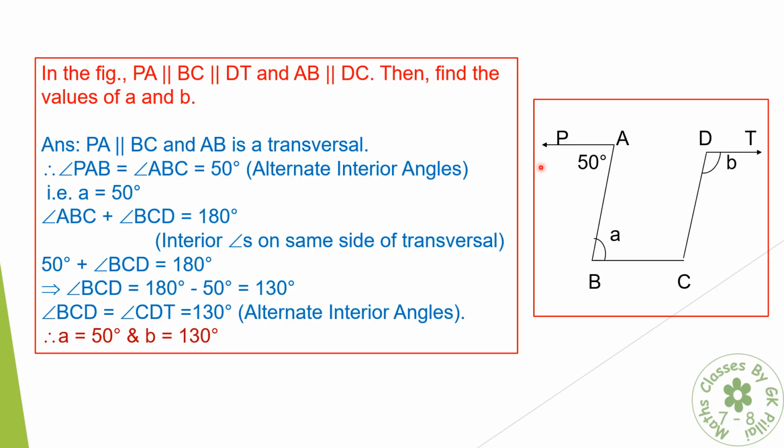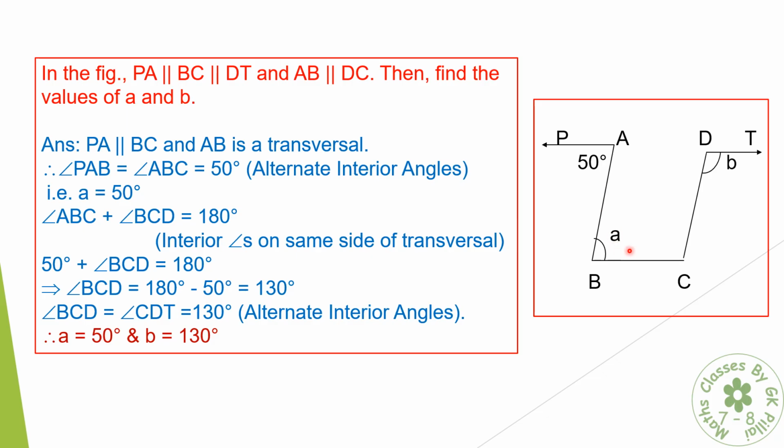Here you are given PA parallel to BC and also parallel to DT. These three lines are parallel to each other. And you are given this angle 50 degrees and you have to find the values of A and B. First one, PA is parallel to BC. Therefore, this angle equal to this angle, alternate interior angles. So A will be 50 degrees.